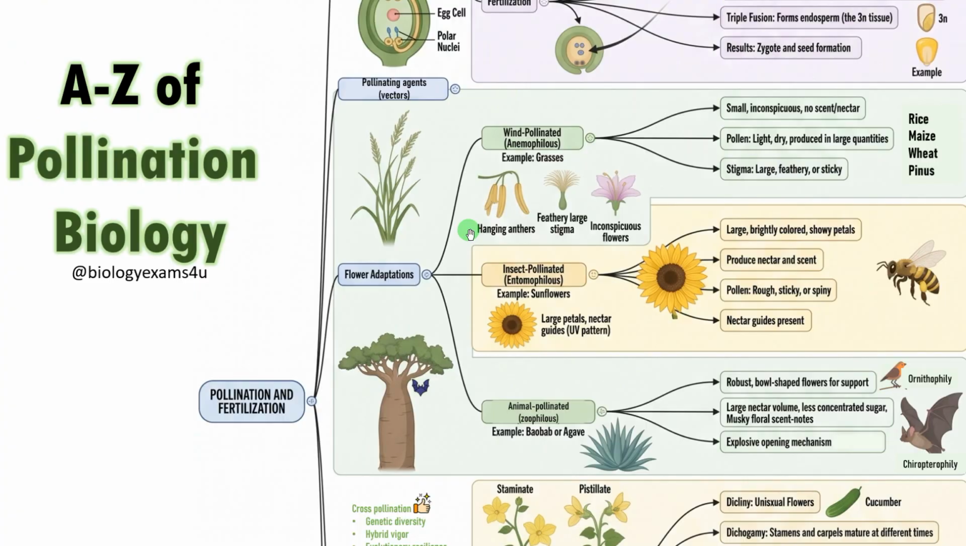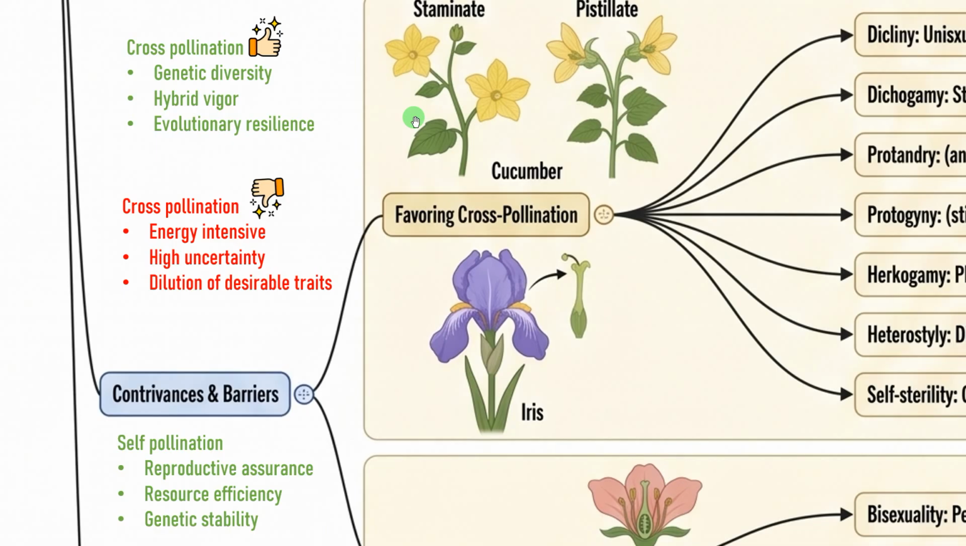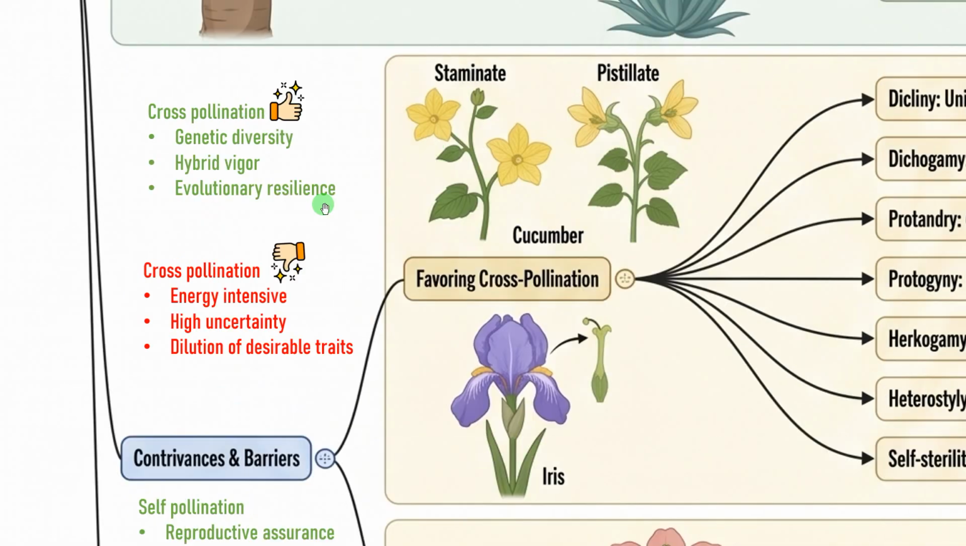Now let us dive into the third part of the story, that is the advantage of cross-pollination and self-pollination. Cross-pollination ensures genetic diversity. Flowers of different plants are involved. That leads to hybrid vigor, or offspring with superior qualities. And there will be evolutionary resilience, as these plants can adapt to environmental changes because of this hybrid nature.